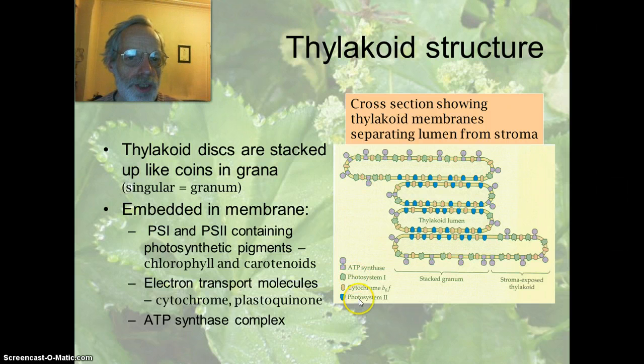Photosystem 1 and photosystem 2, the green ones and the blue ones, contain photosynthetic pigments, chlorophyll and carotenoids. There are electron transport molecules, cytochrome and plastoquinone, so these orange ones represent the cytochromes, and these carry out reduction-oxidation reactions. And finally, these club-shaped purple lumps represent the ATPase or ATP synthase complex. So these are the players in the light reaction in the thylakoid membrane.